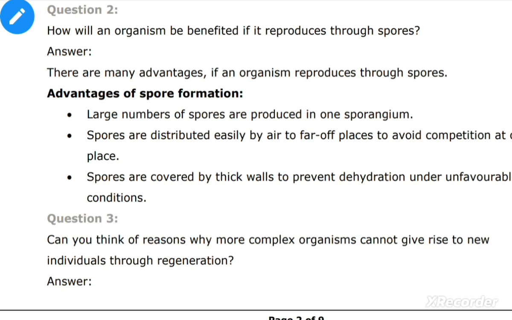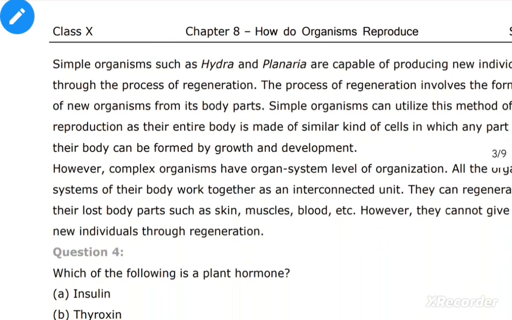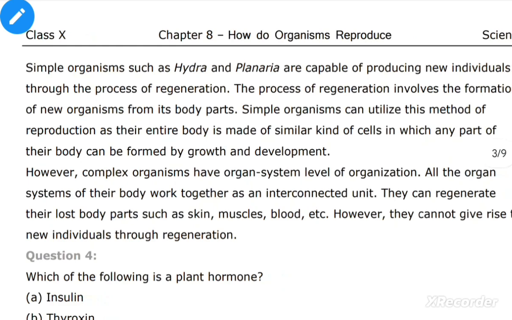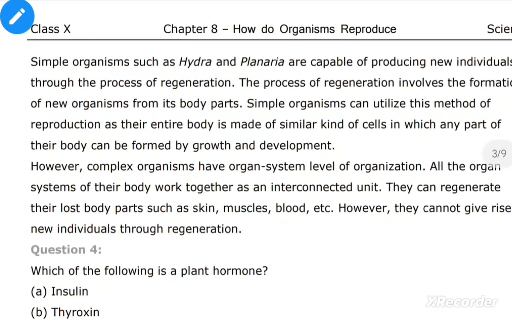Question number 3. Can you think of a reason why more complex organisms cannot give rise to new individuals through regeneration? Answer. Simple organisms such as Hydra and Planaria are capable of producing new individuals through the process of regeneration. Regeneration involves the formation of new organisms from body parts. Simple organisms can utilize this method of reproduction as their entire body is made up of similar kinds of cells in which any part of their body can be formed by growth and development.